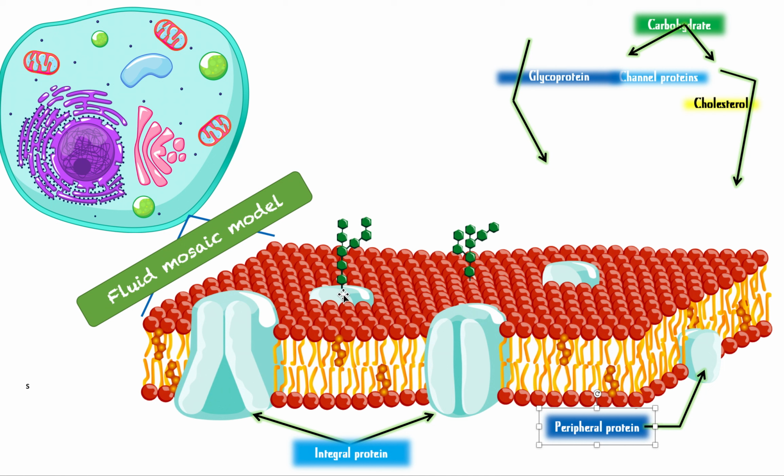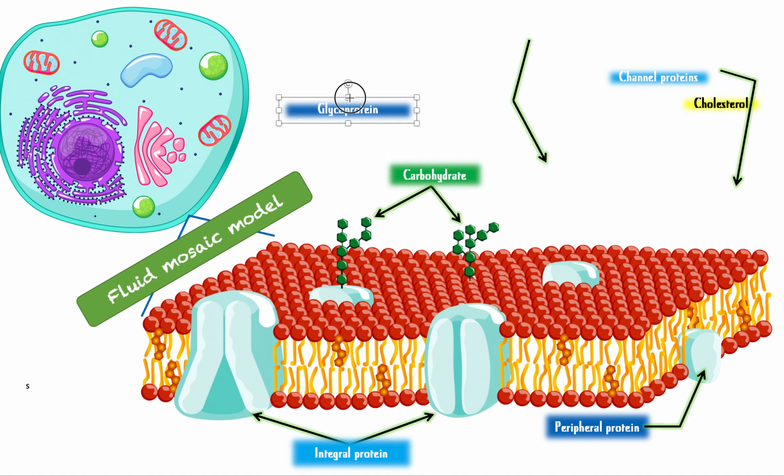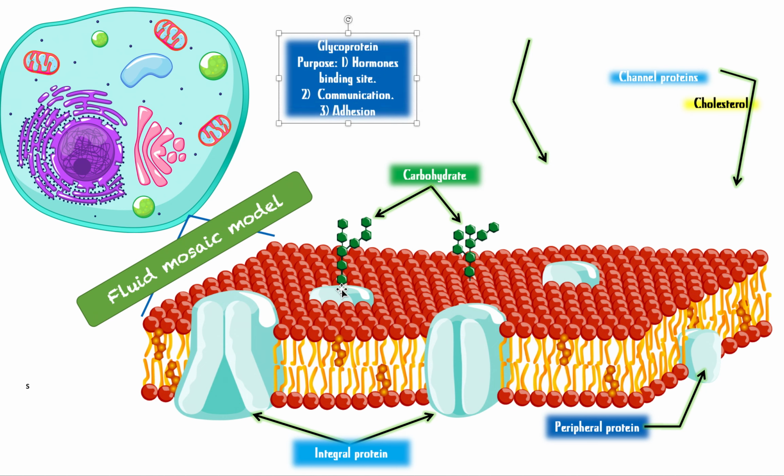So notice we have some of these peripheral proteins that have a carbohydrate chain on it. Right? So this one here, there's no protein, but there's a carbohydrate chain. But this one has a protein with a carbohydrate chain attached. What do we call this thing? We call this whole thing a glycoprotein. So a glycoprotein is any kind of protein that has a carbohydrate chain attached to it.